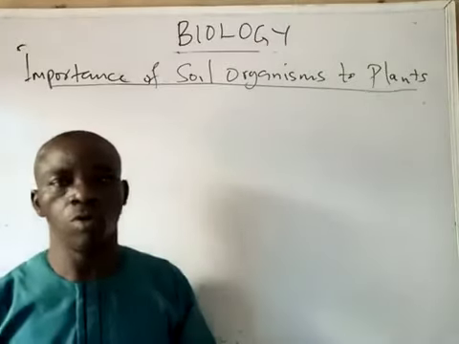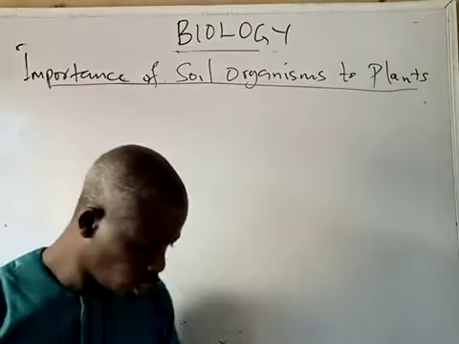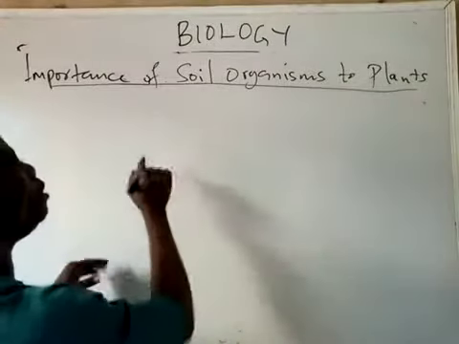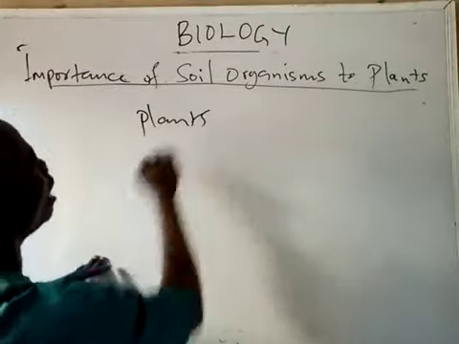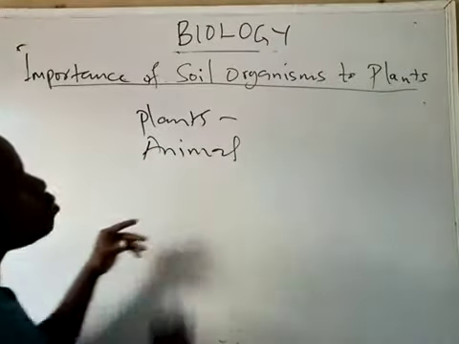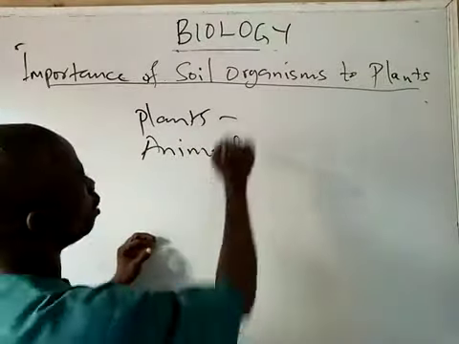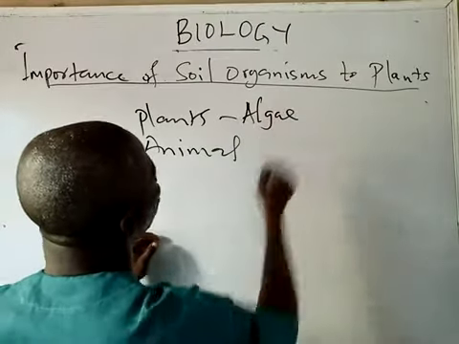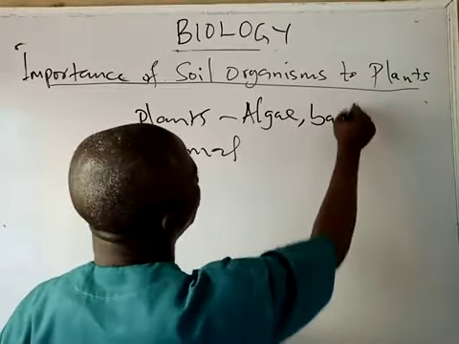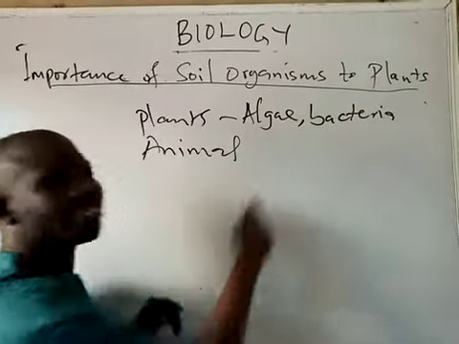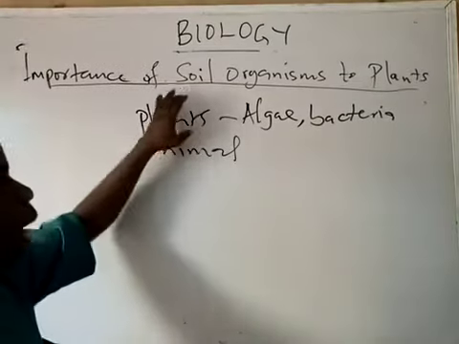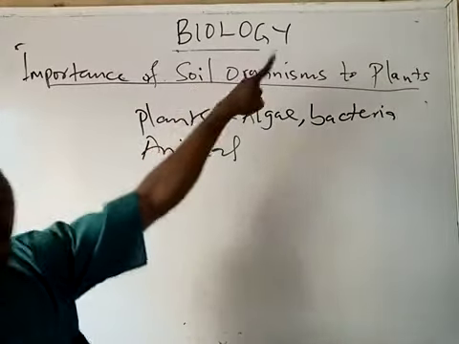Now, we look at the importance of soil organisms to plants. Soil organisms could be plants, and soil organisms could be animals. For example, what we gave initially was algae, which have characteristics of plants, and certain bacteria that could be photosynthetic bacteria. They look and behave like plants. They are part of the soil organisms.